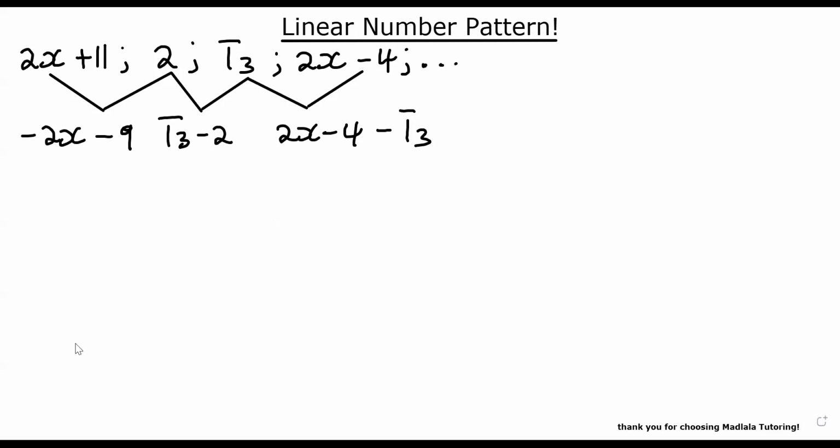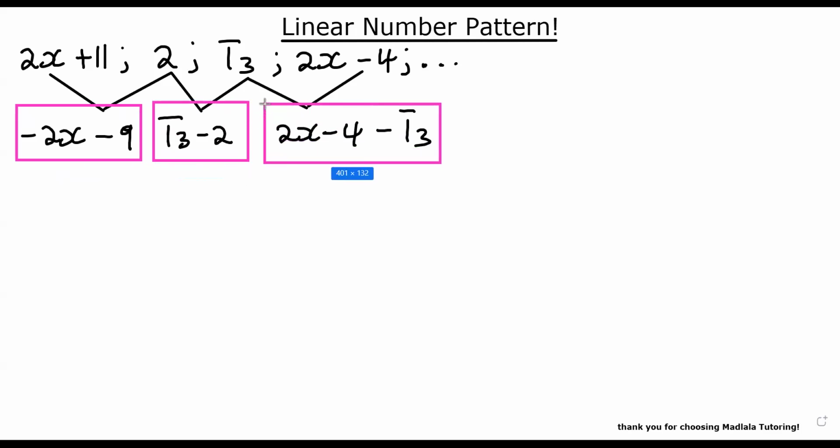But here we can see that it becomes difficult to solve for x because we don't know the value of T3, right? So let's begin by finding the value of T3. But the question is, how do we do that? Well, since a linear number pattern has a constant difference, it means quite simply that negative 2x minus 9 is exactly equal to T3 minus 2, which in turn is exactly equal to 2x minus 4 minus T3, all right?